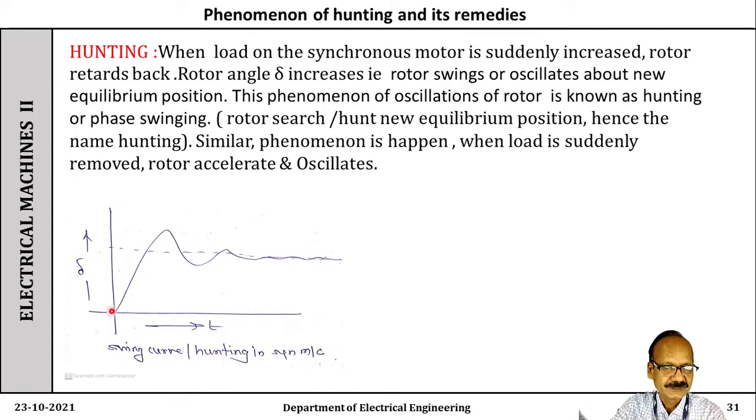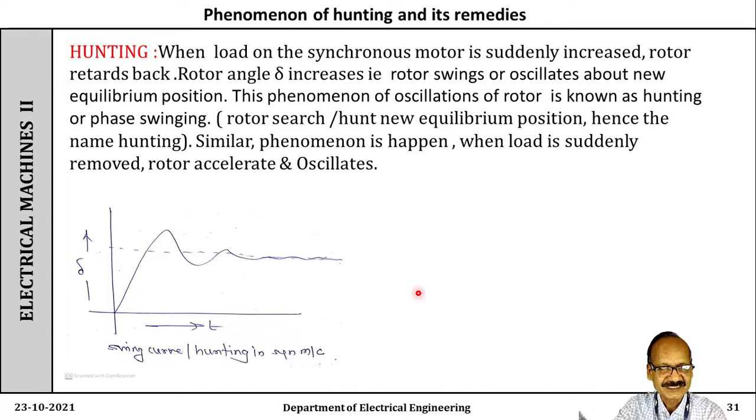So on the y-axis there is angle delta and on the x-axis time. It swings like this and settles to its equilibrium position after some time. But if this swing is maximum, meaning the rotor angle delta increases, becomes maximum and again decreases, then the system will remain stable as per the theory of stability.